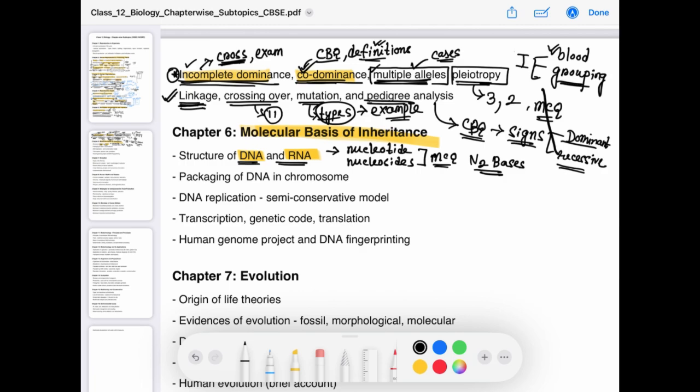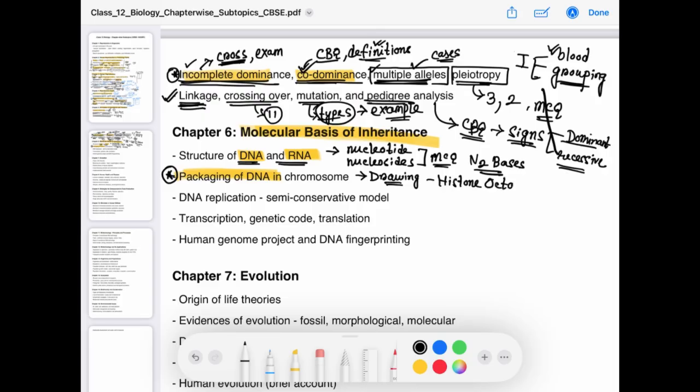Then there is DNA packaging. This is very much important. You have to know about the nucleosome. They ask about the nucleosome structure. You have to practice the drawing here also. Drawing of the nucleosome you have to practice. You have to know about the histone octamer, that is also important.